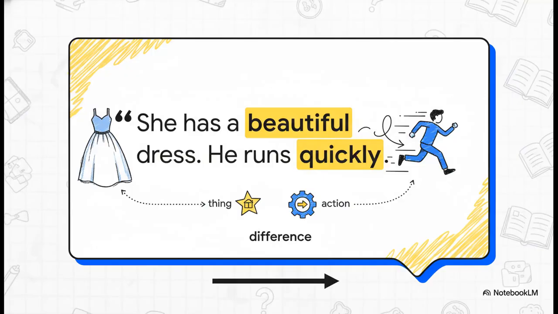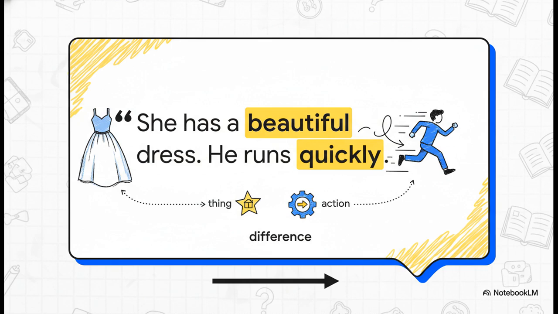Okay, let's break this down. In that first sentence, she has a beautiful dress. What is beautiful? The dress. And since dress is a noun, beautiful has to be an adjective. Easy enough. Now look at the second one. He runs quickly. How does he run? He runs quickly. Since runs is a verb, an action, quickly is our adverb. So see the difference? One describes the thing, the other describes the action.